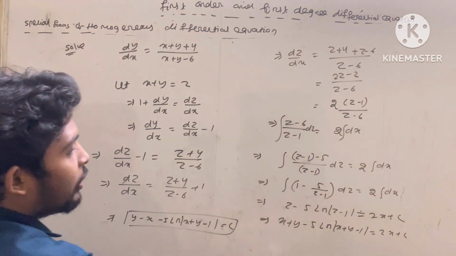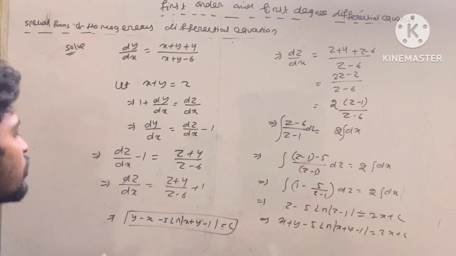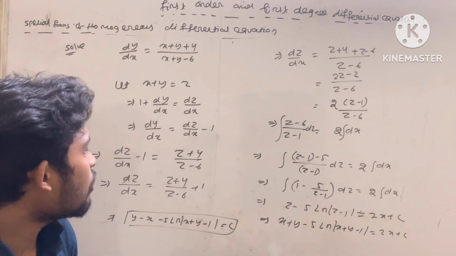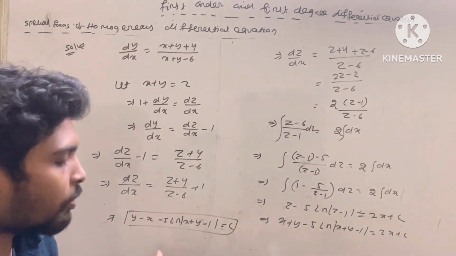I have to just take 2x to this side. This will become y minus x minus 5 ln mod (x plus y minus 1) equal to c. So this is the required solution.